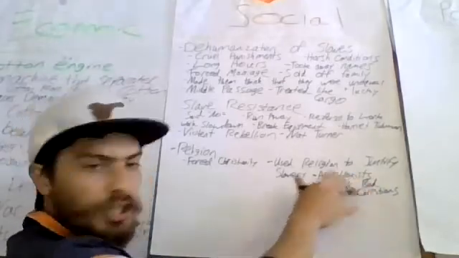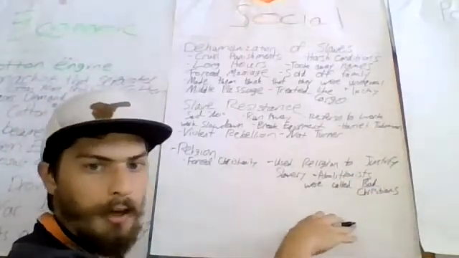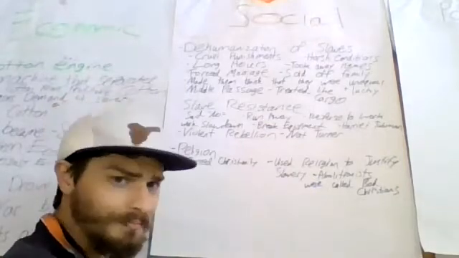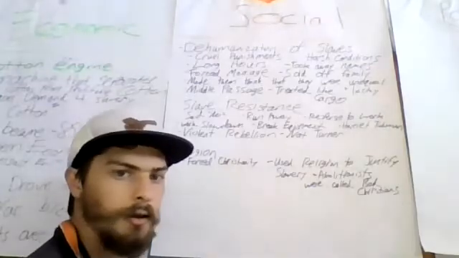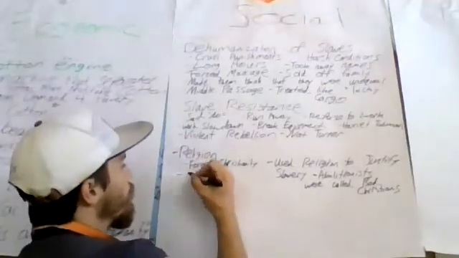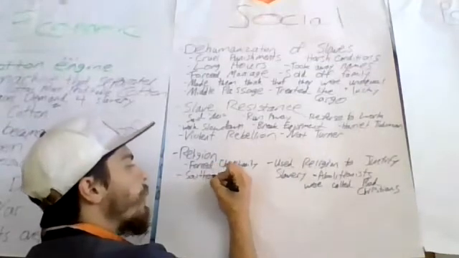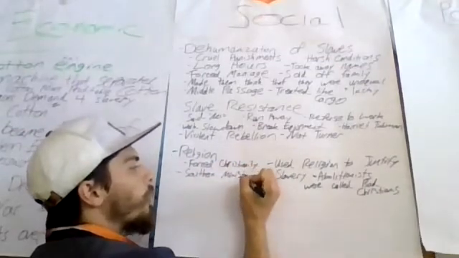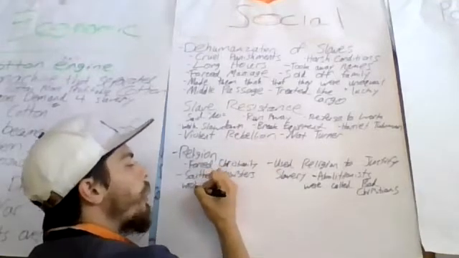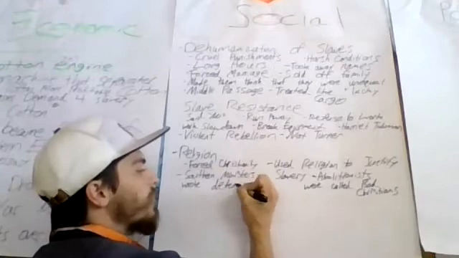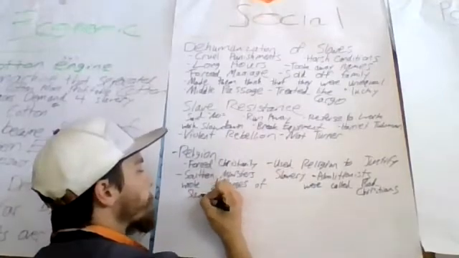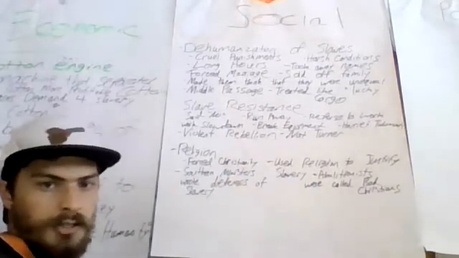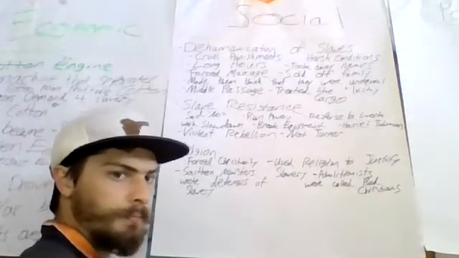But they really used religion to justify slavery and to attack people that were against slavery. This is kind of the big idea behind religion. So, used religion to justify slavery. Oh, also, Southern ministers wrote defenses of slavery. Southern ministers wrote the defenses of slavery.